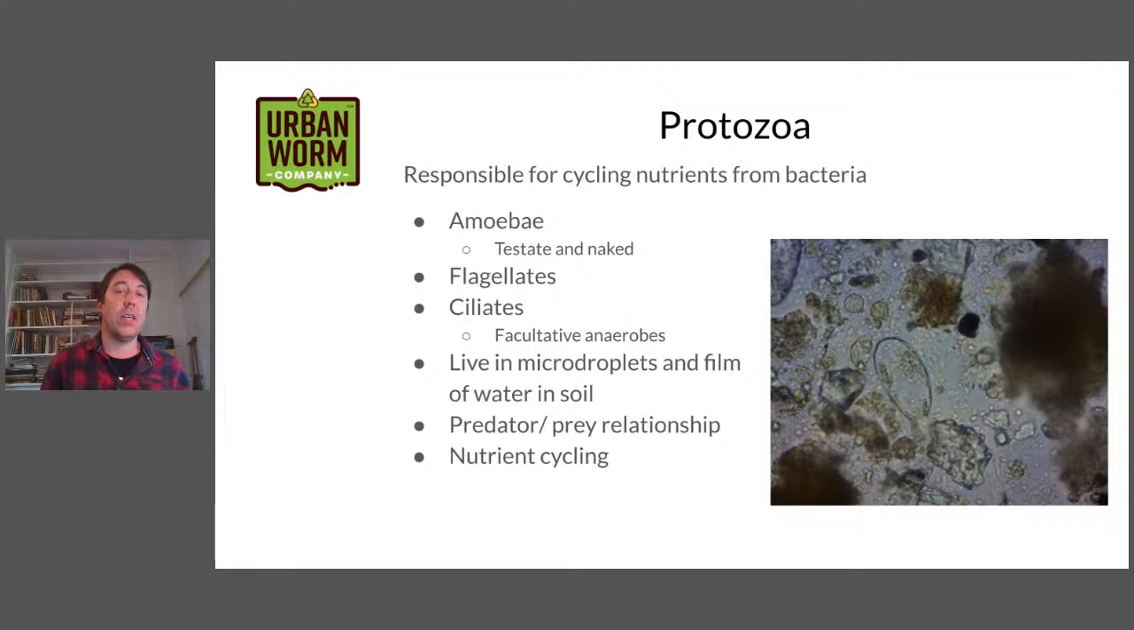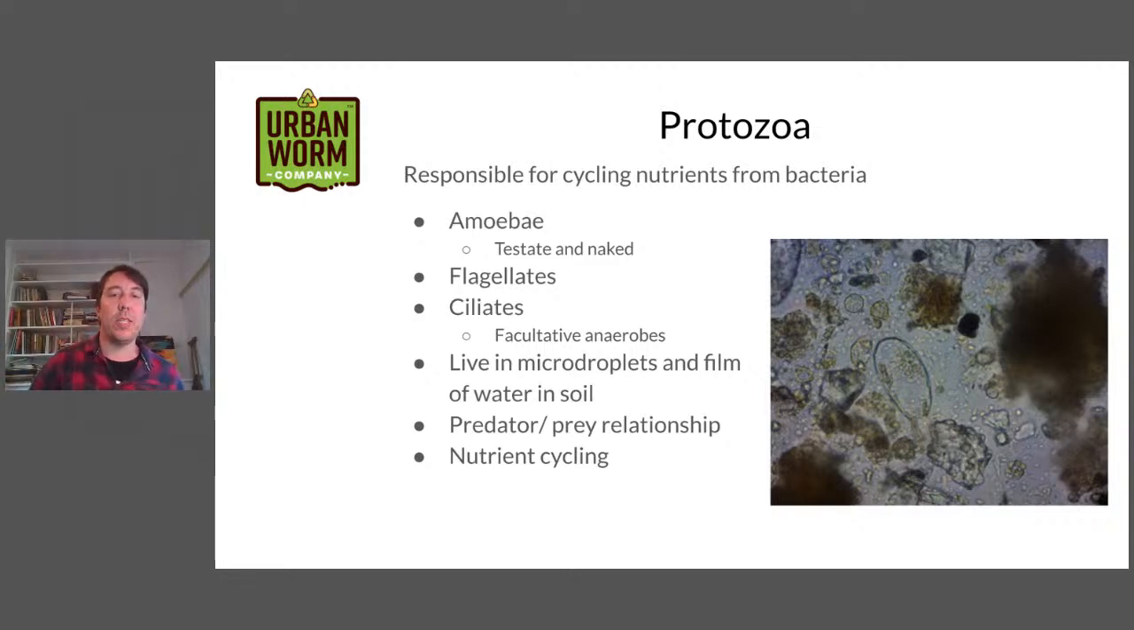Ciliates are known as facultative anaerobes. So they can live in both anaerobic conditions and aerobic conditions, but they tend to prefer anaerobic conditions. So when I'm looking at a soil sample, vermicompost sample, tea sample, anything like that, I'm not wanting to see ciliates. If I see them, that's a sign that things have gone anaerobic or there are very low oxygen conditions, and the ciliates are starting to take over.